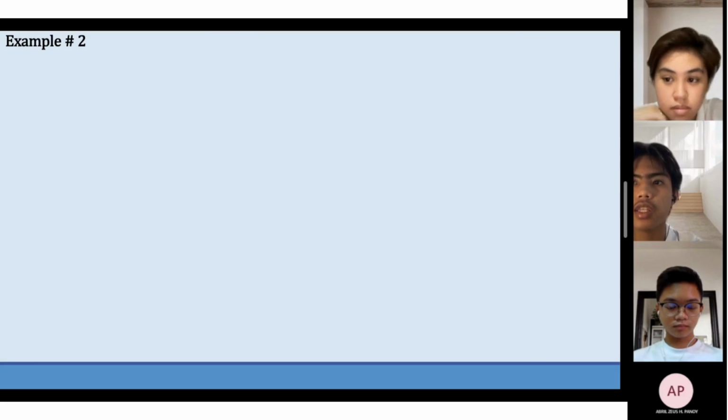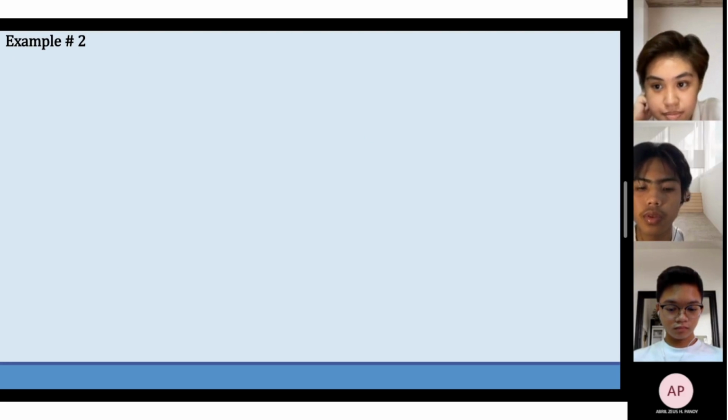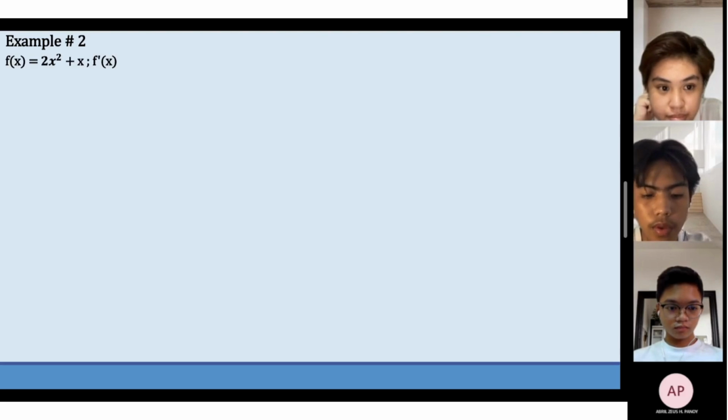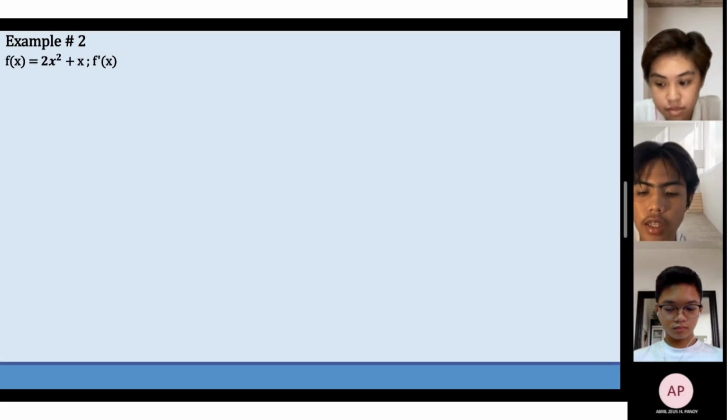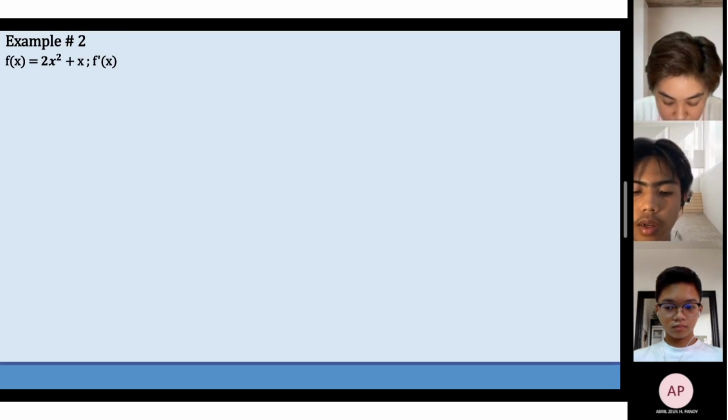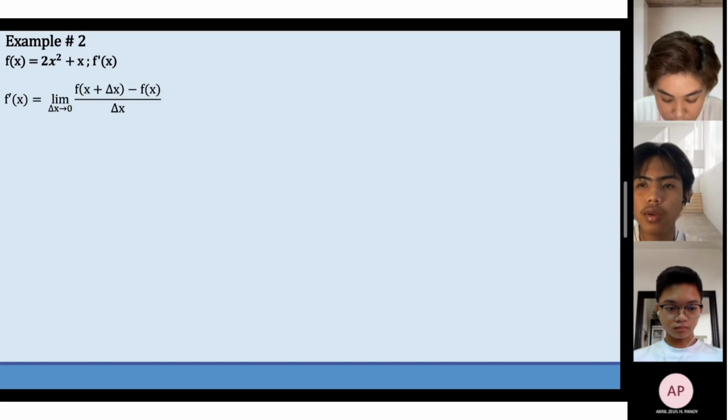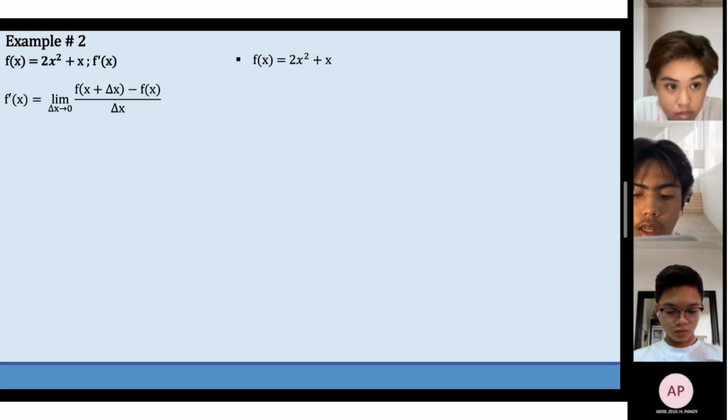Let's try another example. Find the derivative of the function f of x equals 2x squared plus x. Find f prime of x. We can already use the formula as is since we are finding f prime of x. First thing to do is we are going to solve for f of x. This time we are not going to change anything since it is already x.